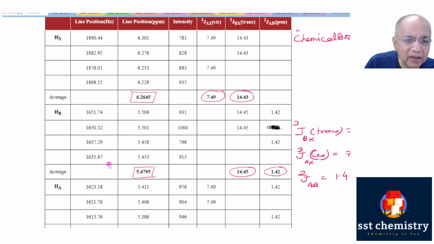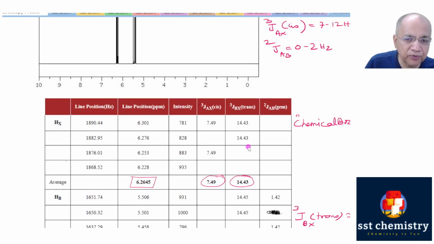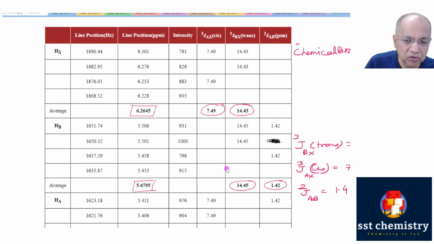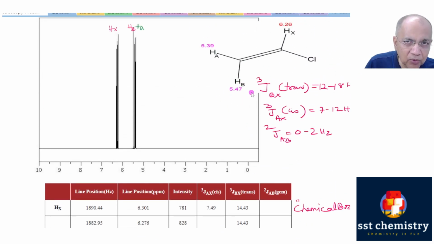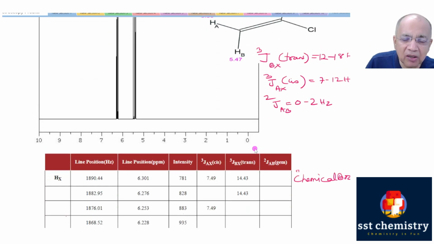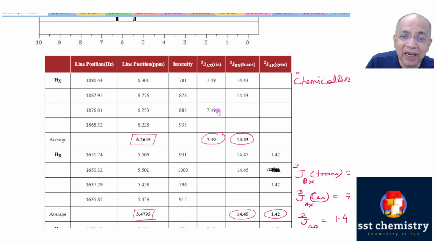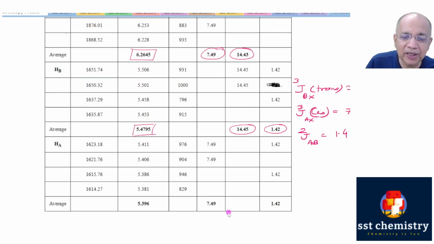In a similar manner, when we calculate the smaller J and the larger J, we find 14.4 and 1.4. That is only possible for this, because the same 14.4 we have already got for HX and also for HB. So this peak, which we have designated as HB, is 5.47. Similarly, when we calculate for HA, we find the same geminal coupling constant, the smaller one, approximately 1.4, and the same J3 cis of 7.5.